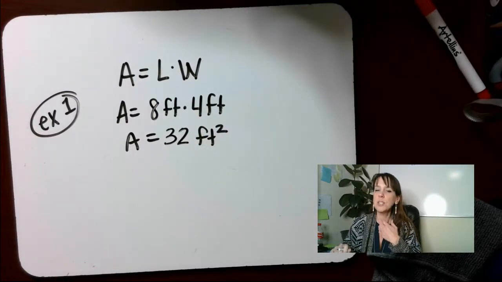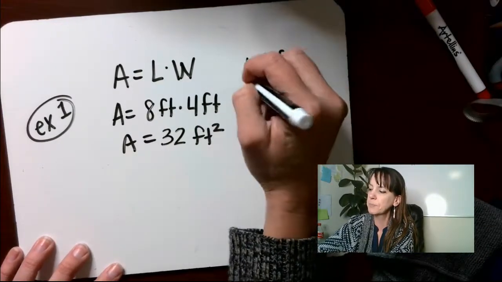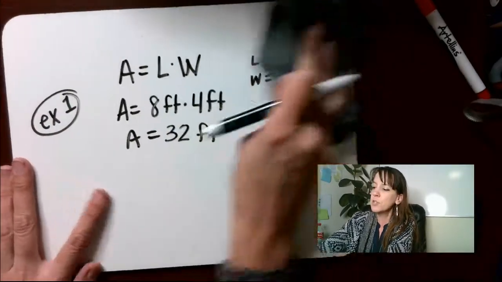So basically we're just plugging it in, and it might help if I write this. L equals 8 feet, W equals 4 feet, okay? So we're just replacing that and then doing the indicated operation.